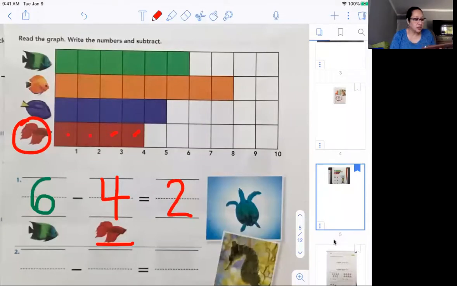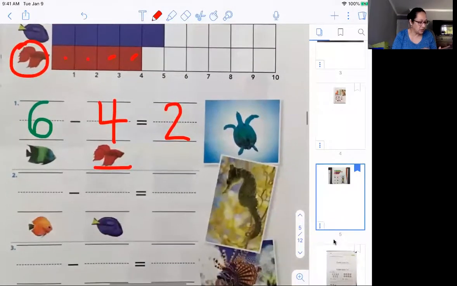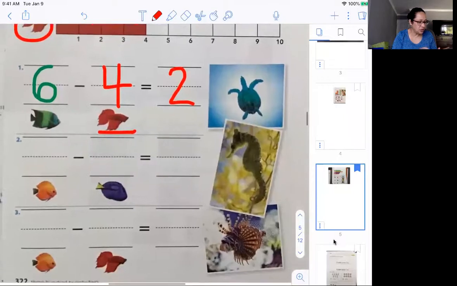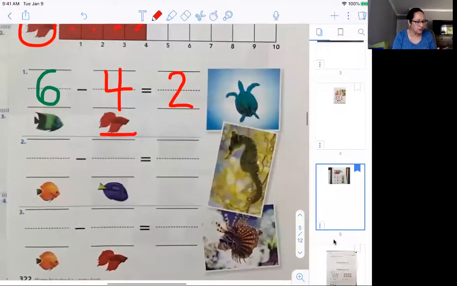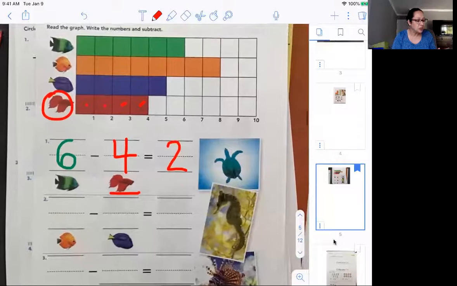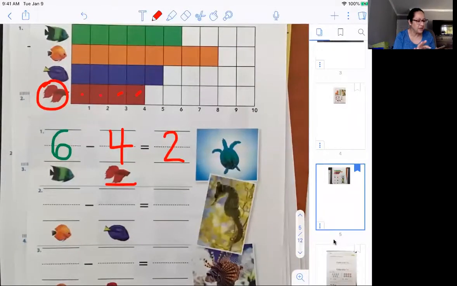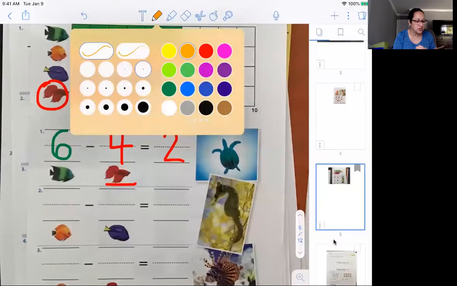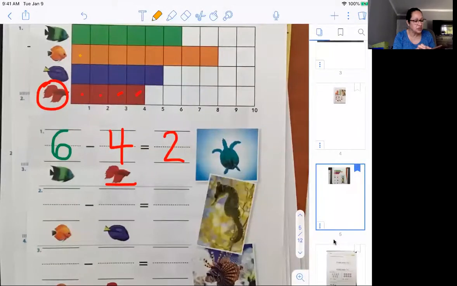Got it? Okay, good. Now we're going to go to the next one, number 2. You're going to look at an orange fish and the purple fish. So an orange fish, how many do they have? Let's see. How many are there? How many squares? 1, 2, 3, 4, 5, 6, 7, 8.